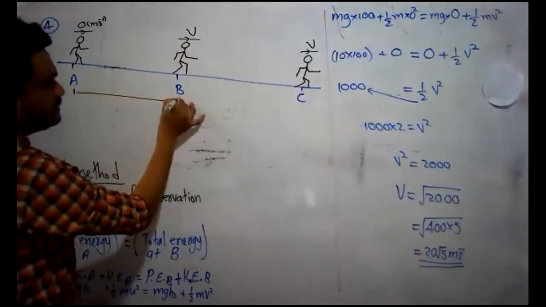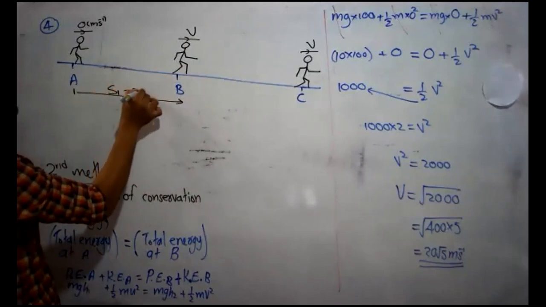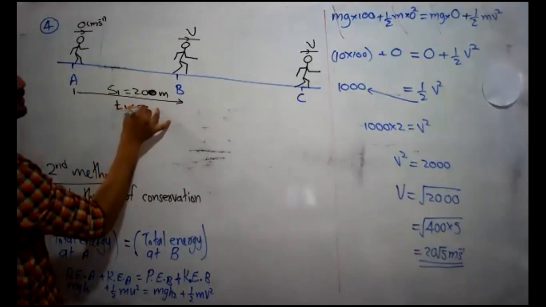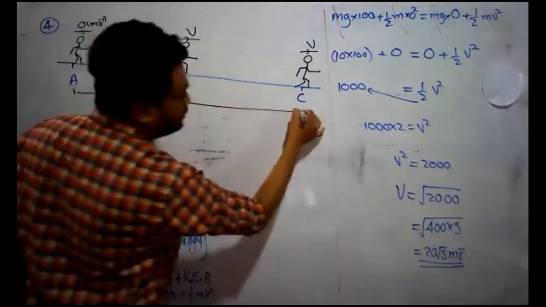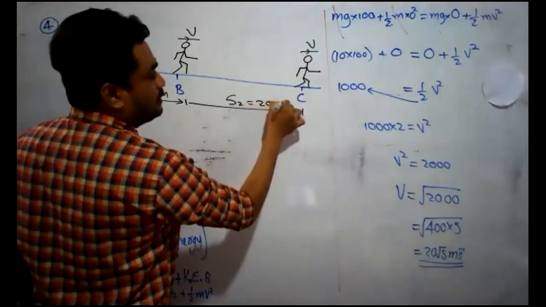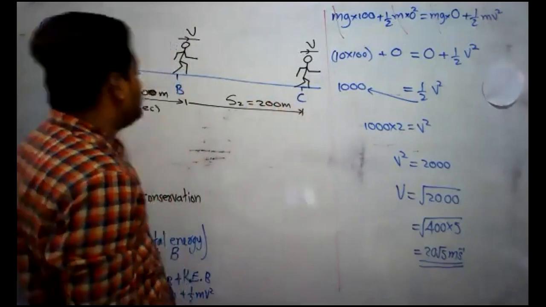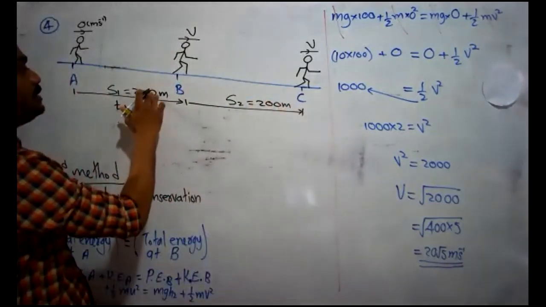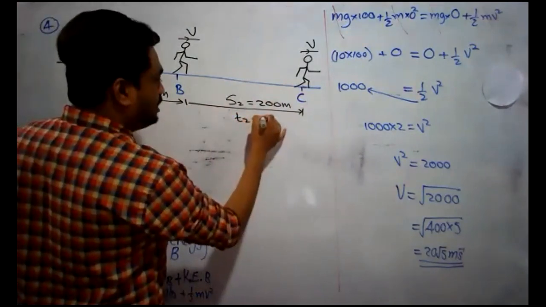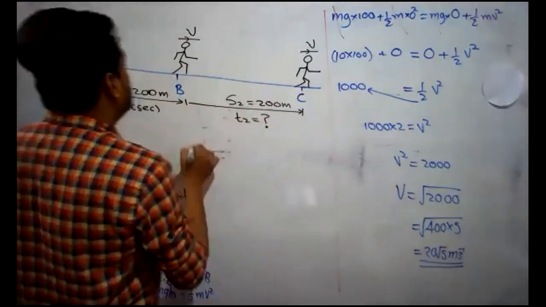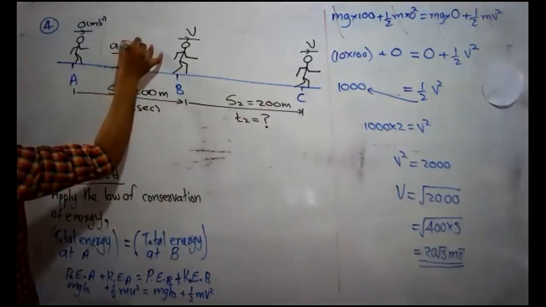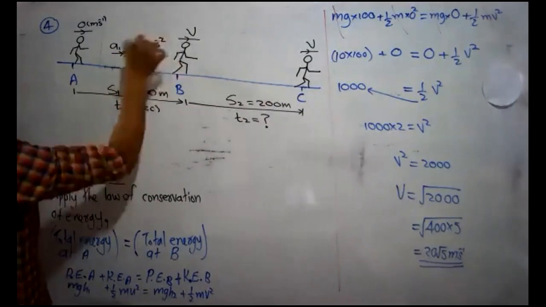A to B displacement is given as, let me take S1, 200 meter, but time T1 not given. B to C distance is also 200 meter because the total distance is 400. If A to B is 200, B to C should be 200, then only the total becomes 400. We don't know what the T2 is. A to B, there is an acceleration. This acceleration is given as 0.2 meter per square second.